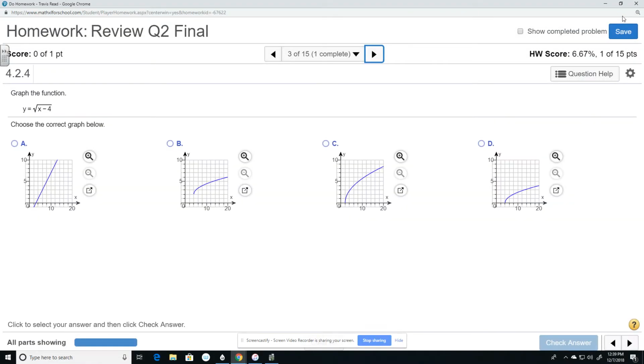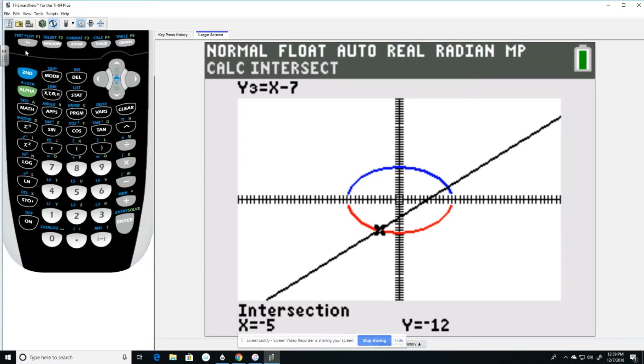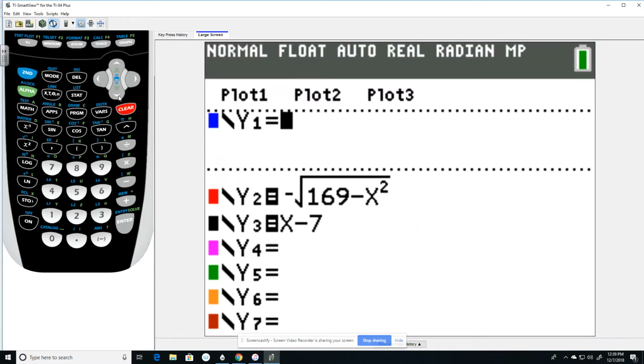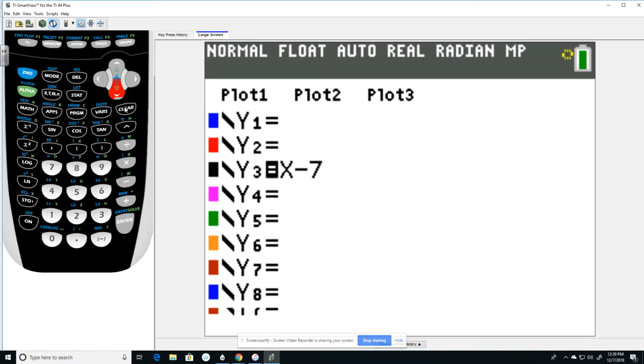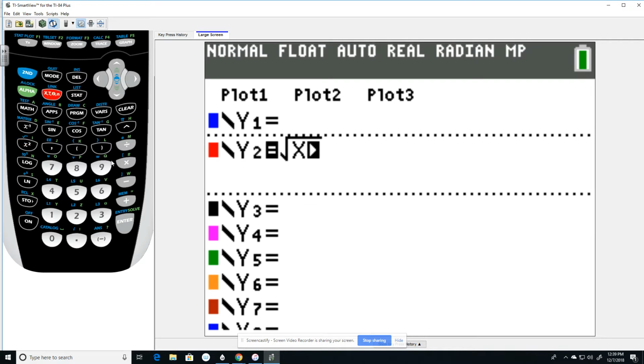Okay, number 3, graph the function. A couple of ways that you can do this. y equals square root of x - 4. Just plug it in your calculator. See what it looks like. Go to y equals, let's get rid of these equations. y equals square root of x - 4. Now remember, this -4 under the square root means that it's going to be shifted to the right 4 units.